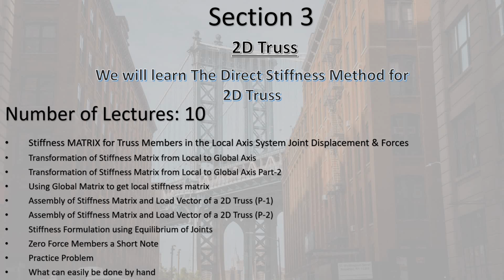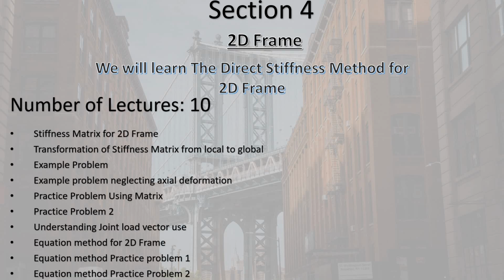Alright, right after that, in section 4, we're going to learn the direct stiffness method for 2D frame. So there are also 10 lectures in this section, and in this section we're going to be seeing the stiffness matrices for 2D frame. We're also going to be seeing the transformation of stiffness matrices from local axis to global axis for 2D frame. Then we're going to be doing an example problem. At first we're going to do the example problem, and then we're going to do the example problem again, but that time we're going to be neglecting the axial deformations, and we'll discuss why we're doing that as well.